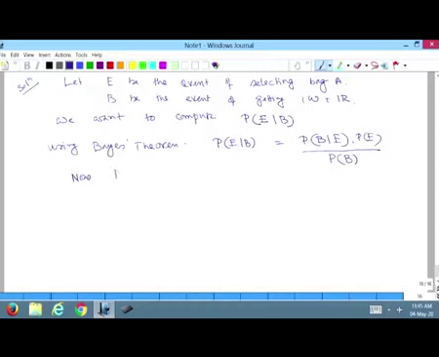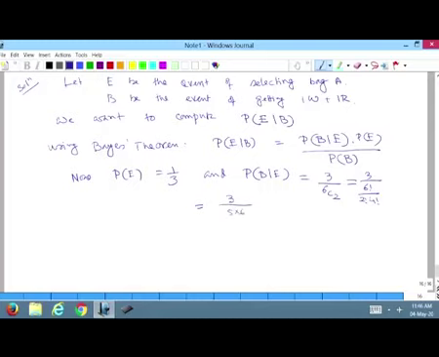Now, probability of E is equal to 1 by 3 and probability of B given E, that is selecting one red and one white ball out of the bag A, is equal to 3 upon 6C2, which is equal to 3 upon 6 factorial by 2 factorial 4 factorial, which is equal to 3 upon 5 into 6 by 2, which is equal to 1 upon 5.